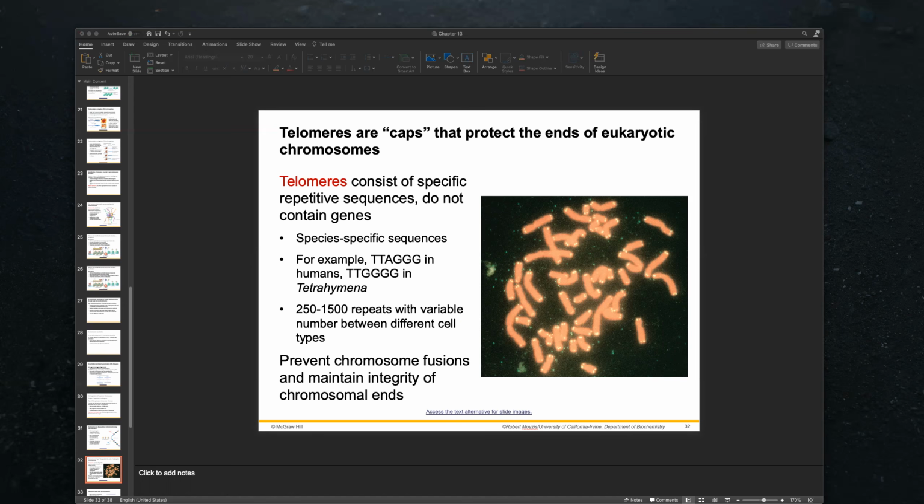What they do is prevent the chromosomes from fusing to one another. Because each chromosome's ends are going to have the same repeats, they're not going to attach to each other, right? And also they maintain the integrity of chromosomal ends, because each time your DNA gets replicated, the telomeres get a tiny bit shorter.